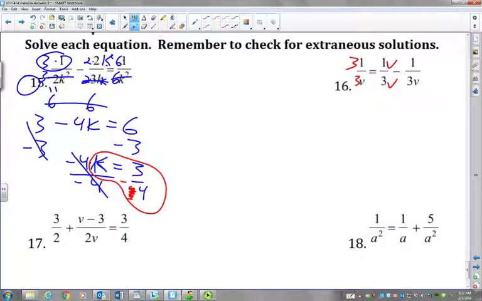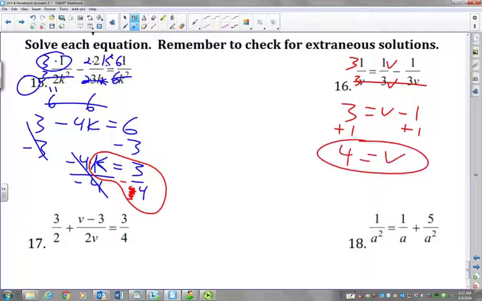So then we have, cross it out, 3 is equal to v minus 1. And then add 1 to the other side. And so then we just get v equals 4. Nice. And that would be correct, because 1/3 minus 1/12 is 1/4. Cool.